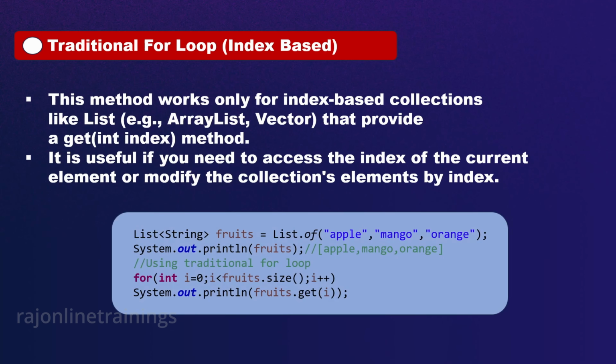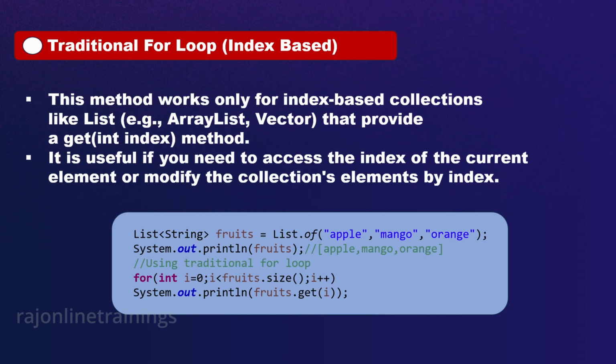For example, take a list of fruits, where we add elements with List.of: apple, mango and orange. Now we want to traverse the elements present in this list one by one using the traditional for loop. We take a for loop with int i equal to 0, because the index starts from 0, i less than fruits.size. What is the use of the size method? It returns the number of elements present in the list. In our example, it is 3. And i++ goes to the next index. In this loop we are just printing fruits.get(i).